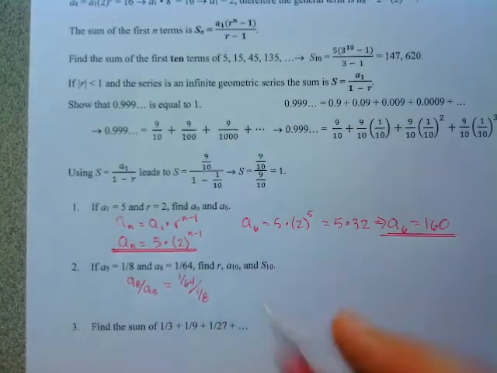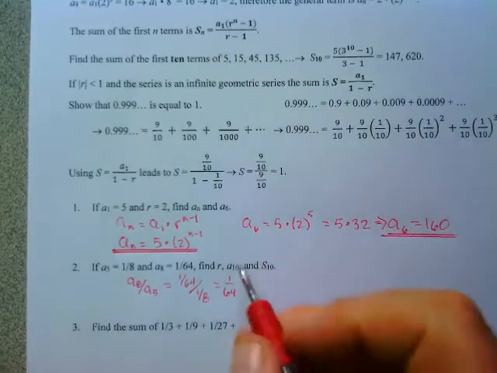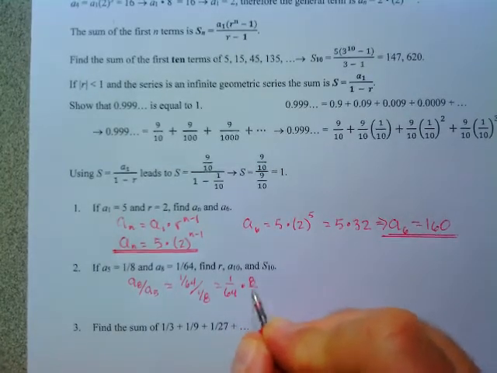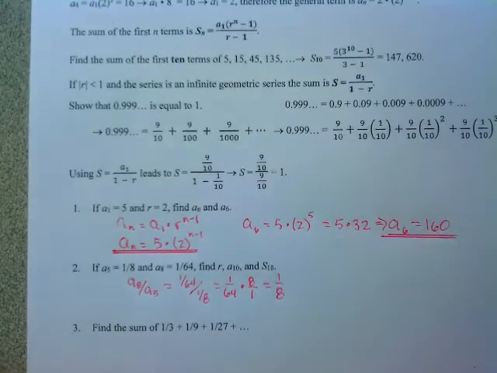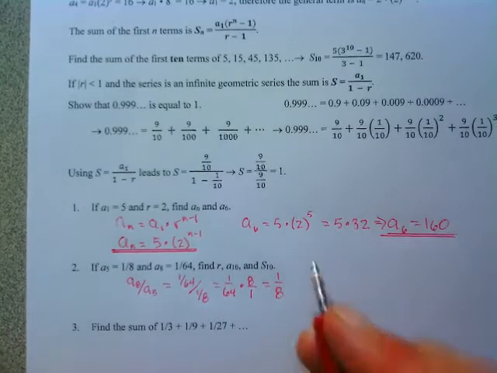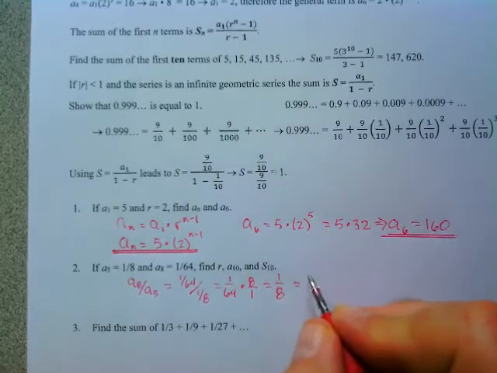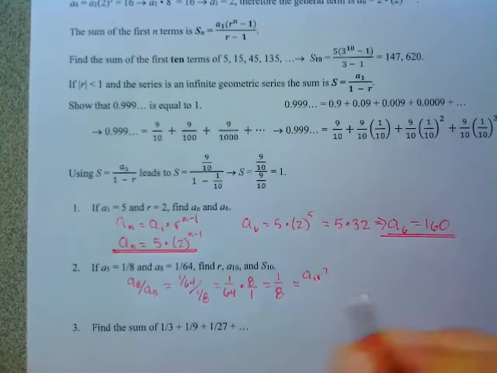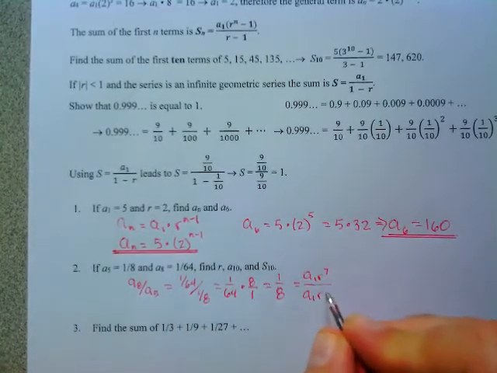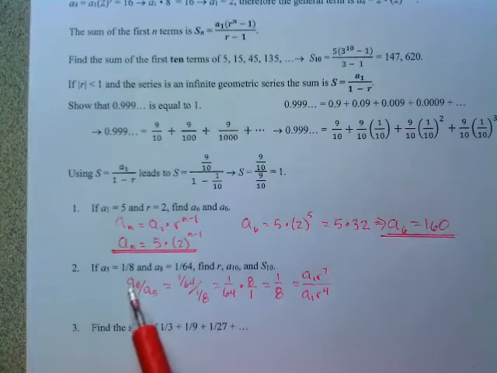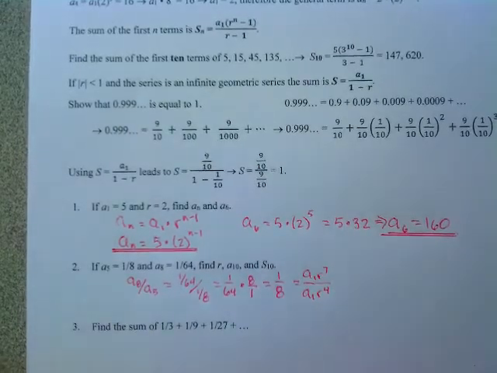And of course, we can't divide by fractions, so this is going to become 1 over 64 times 8 over 1. We multiply by the reciprocal, and in fact, we get 1/8. Now, that has to equal the general form for a8. That's going to be a1 r to the 7th. And for a5, that's going to be a1 r to the 4th. So again, that's a8, a1 r to the 7th, and a5, a1 r to the 4th.